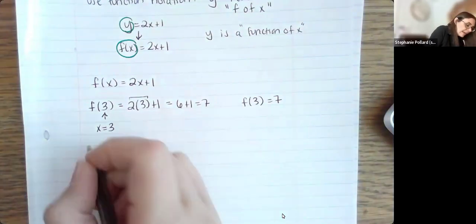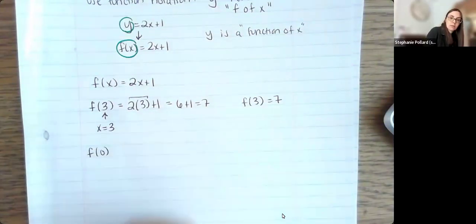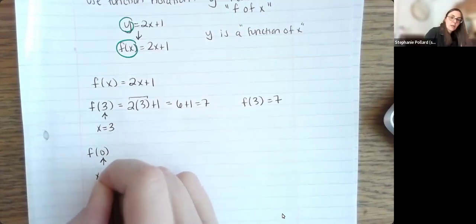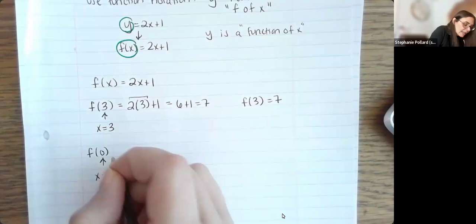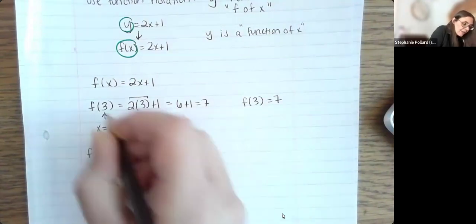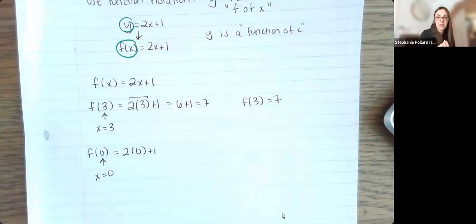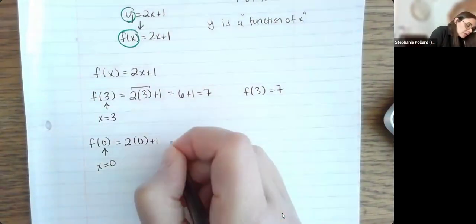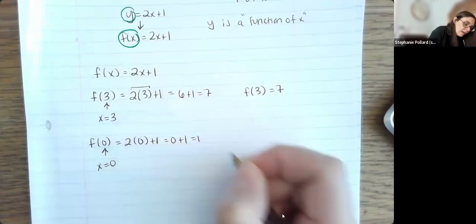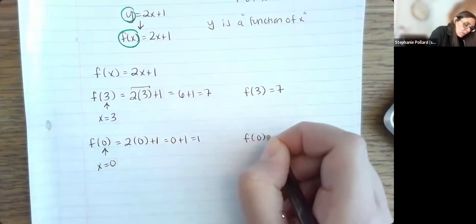What if I want to find f of 0? Well, I'm telling you, hey, you're plugging in 0 here. So I would take the right side of that equation. I would replace x with 0. So again, that value inside the parentheses is your x value. It's also called the independent variable there. And we get 1, so I say f of 0 is 1.